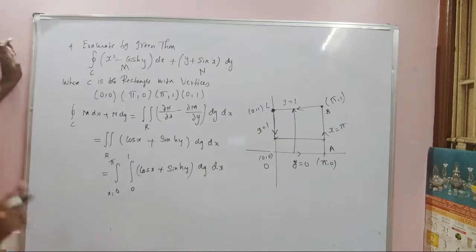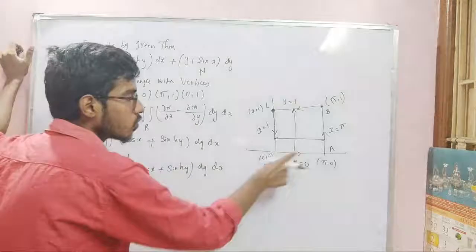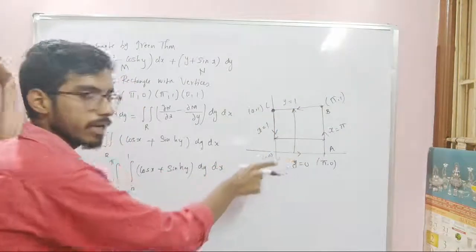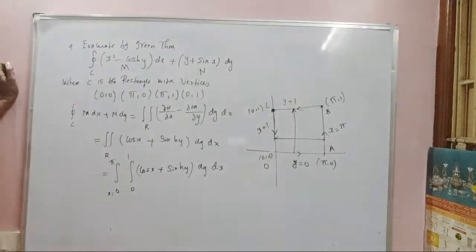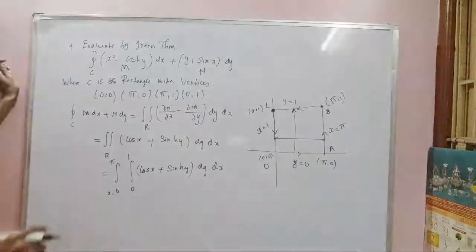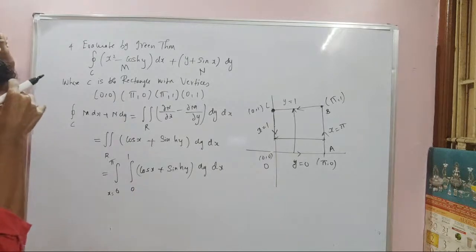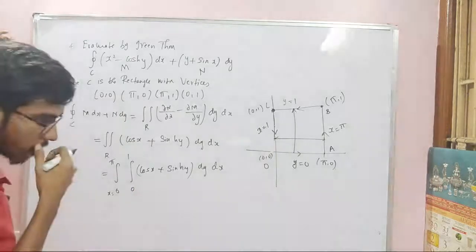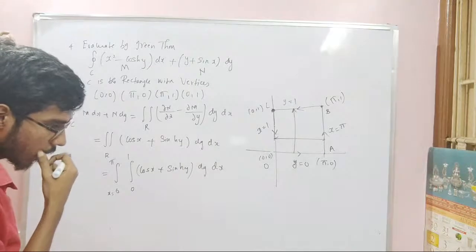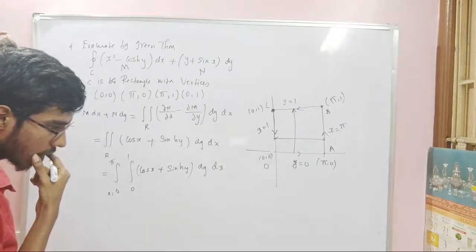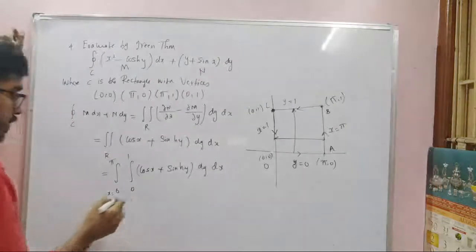So what you have to do is evaluate this by line integral as well. We will have 4 parts, OA, AB, BC, CO, and you will get the same answer. Now we need to integrate this with respect to y and then with respect to x, right? Okay, we will integrate this.